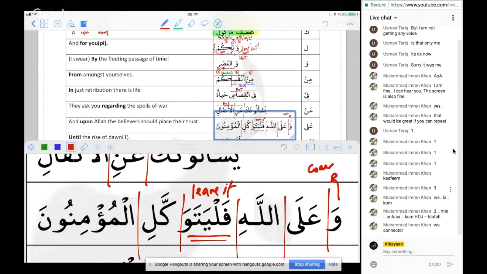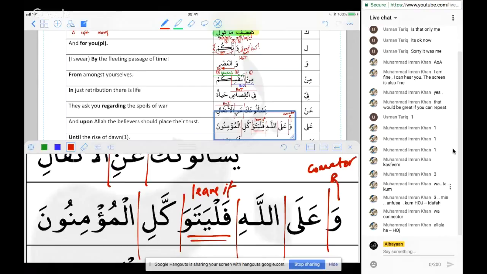It's a connector because there is no ism after it that is in jar state. Okay, that's excellent. Then you have Allahi. Then you have alallahi, which is a harf of jar. Correct. It's a harf of jar fragment.